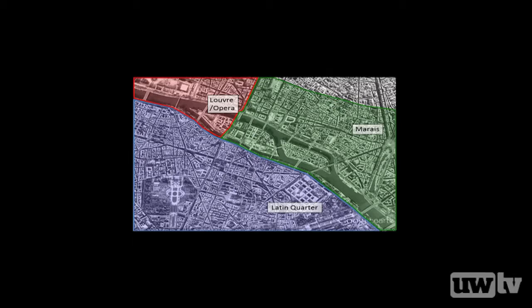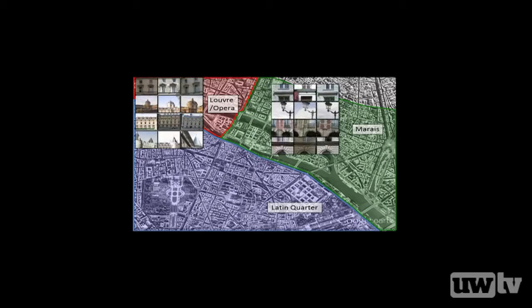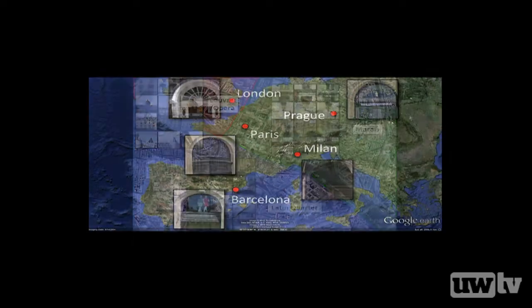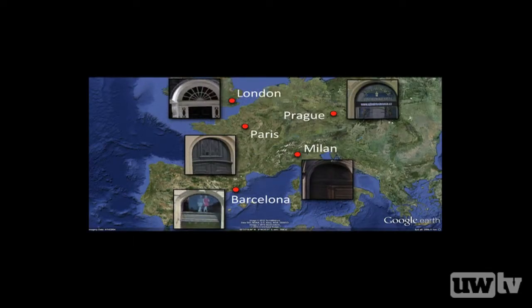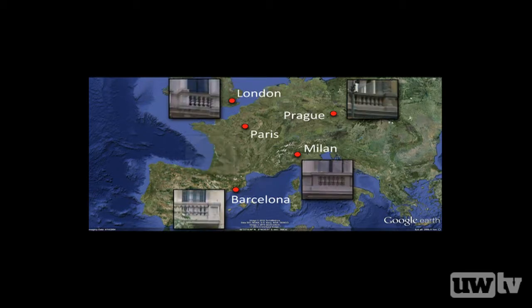You can also do it for different parts of Paris. Different neighborhoods have different prototypical things. You can also zoom out and ask what is prototypical of Europe. So this kind of arch is prototypical of Europe.